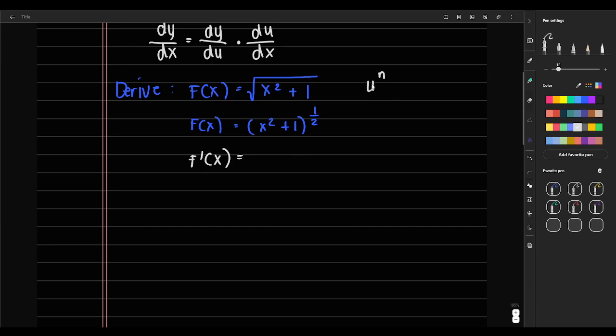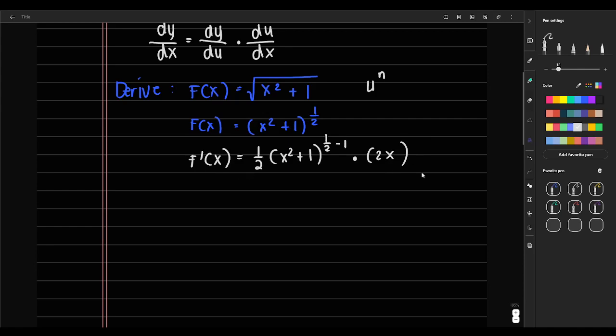So that would be f prime of x, the derivative function of x, that gives us 1 half times the function x squared plus 1, and by the power rule the exponent is diminished by 1. And then applying now the chain rule, the chain effect, applying the derivative of what's inside, that would be a simple equation that gives us x squared, that is 2x, and plus 1, that is 0.